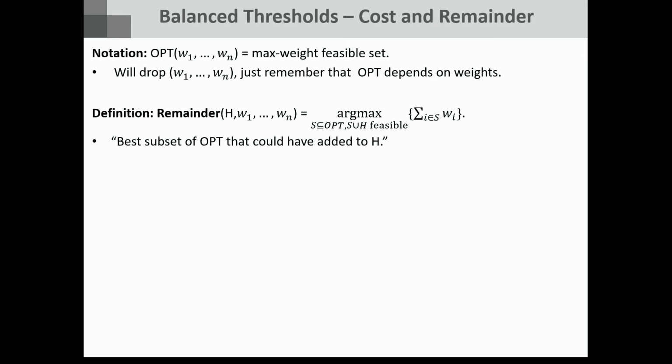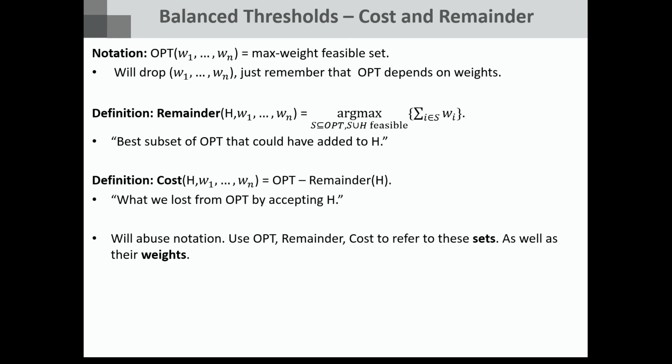Okay, I will introduce this term called the remainder of a set H with respect to some weights. Let me read the English first. This is the best subset of opt that we could have added to H and still remained feasible. Formally, this is the argmax over all subsets S of opt such that S union H is still feasible of the sum of the weights in S. I'll give some examples in pictures after this so you can see what this looks like.